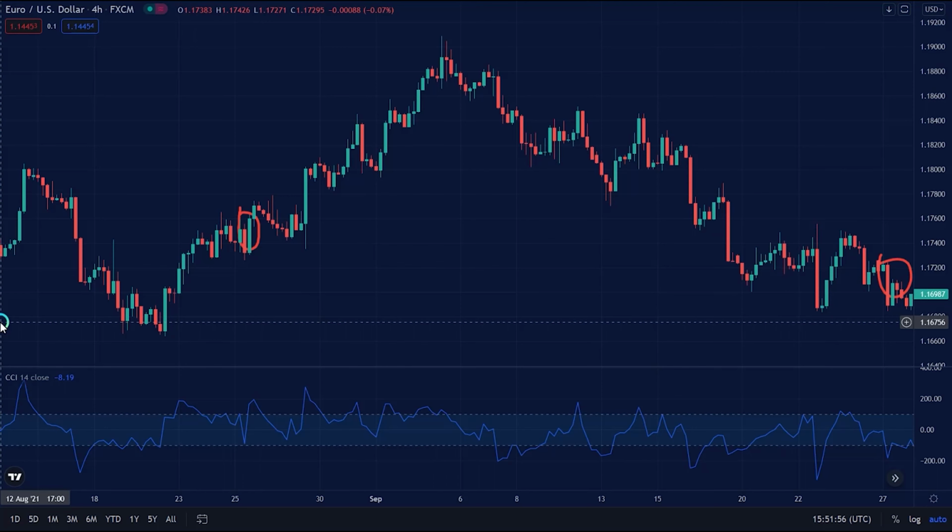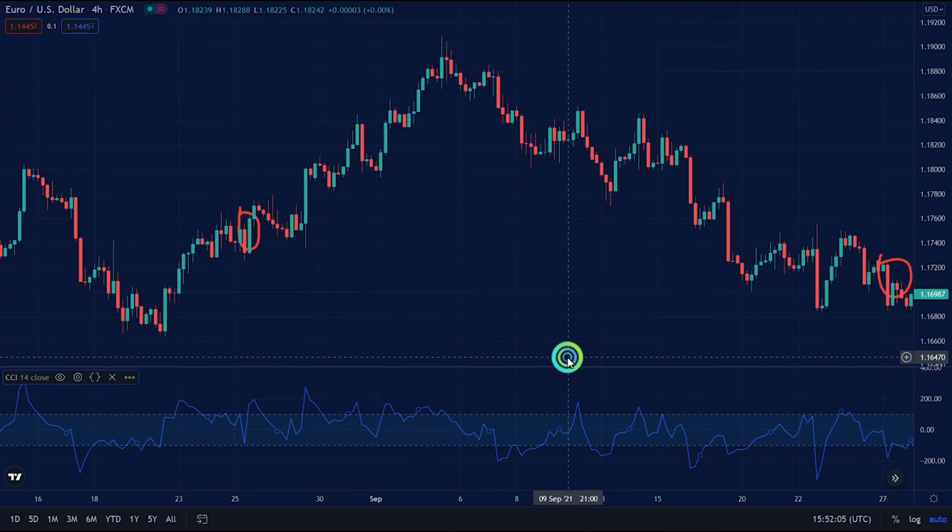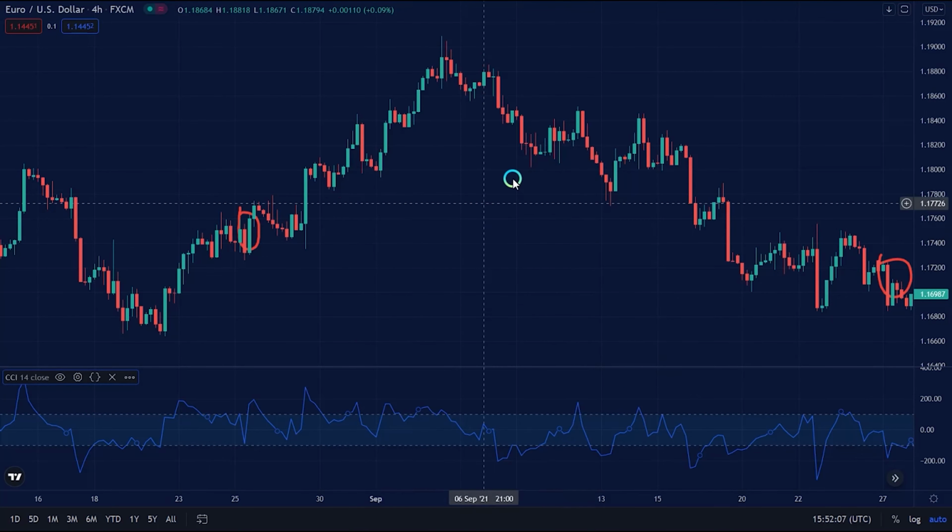It is really simple. You will need a CCI, the same as before, with a 14 period and a close source. So it is easy. You don't have to think about it twice. You have to think twice about how you can create the discipline and patience that is required for trading.